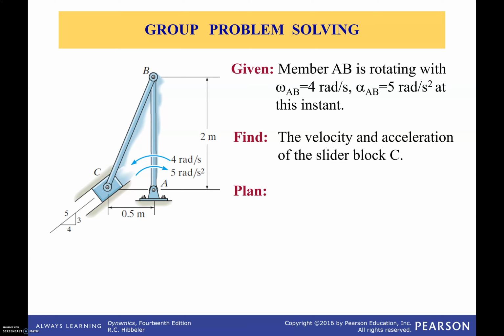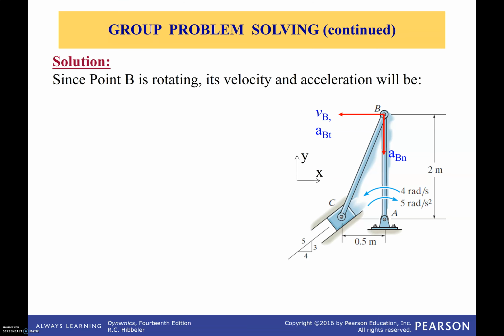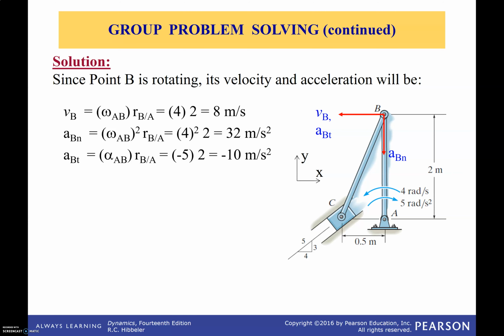Okay, so if you solved the problem, even if you got stuck, now you're ready to look at the solution. So let's look at the solution. The first thing is to solve for the velocity and acceleration of B. That's a pure rotation, so it's very straightforward.